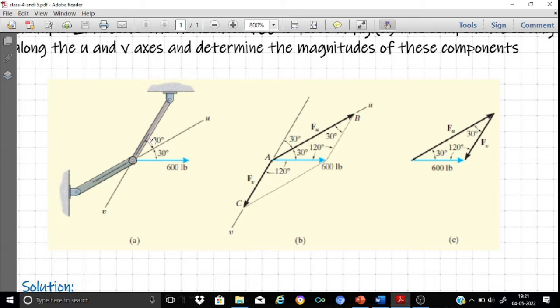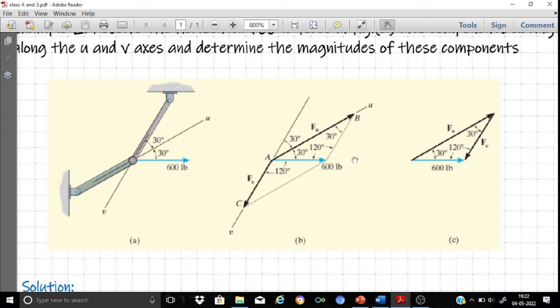So this is 30 degrees, which means the total angle should be how much? It should be 150 degrees, and this should obviously be 120 degrees. So we have the angle between the U and V axes, that's 150 degrees. Draw the U axis, which is inclined at 30 degrees to the horizontal. Now draw the V axis, which is inclined at 120 degrees to the horizontal.